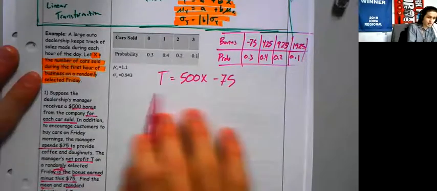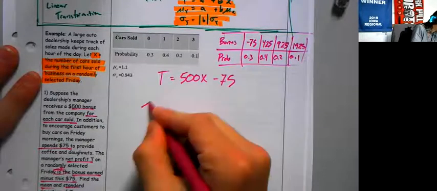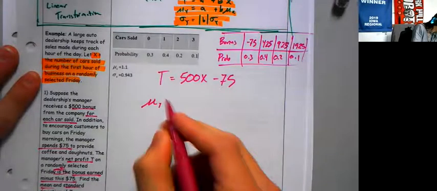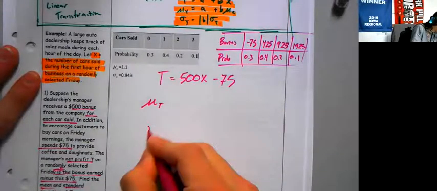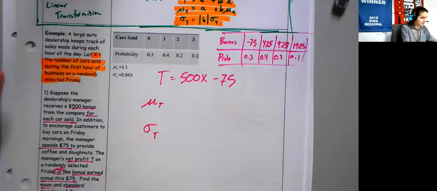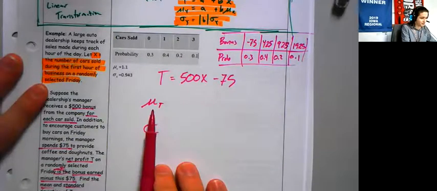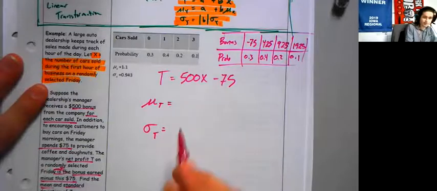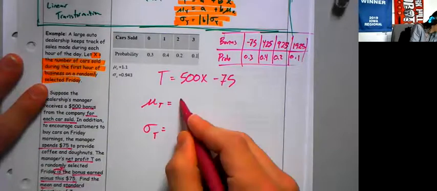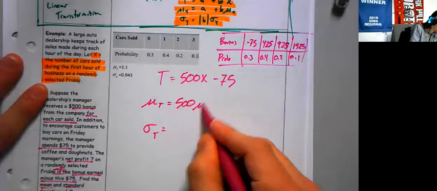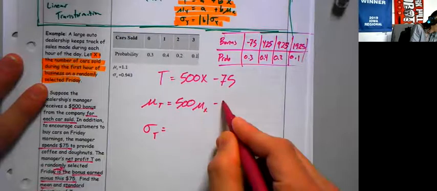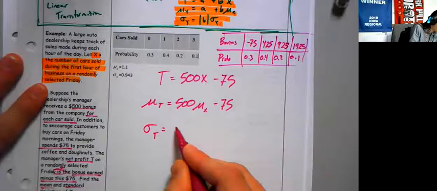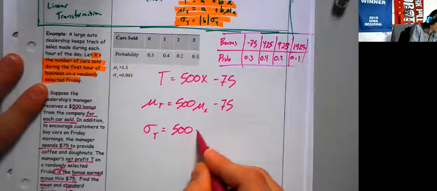So we have this. So we could then find the mean of T and the standard deviation of T. Well, what's the thing here? The mean is affected by both the multiplying and the adding, but the spread is only affected by the multiplying. So it's going to be 500 mean of X minus 75. This is just going to be 500 standard deviation of X.